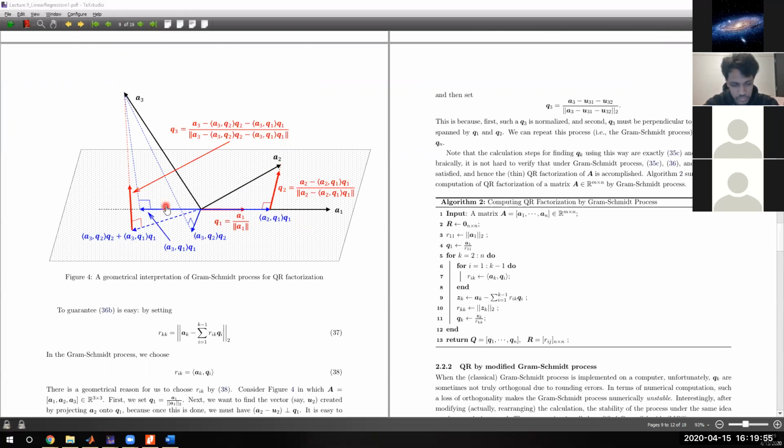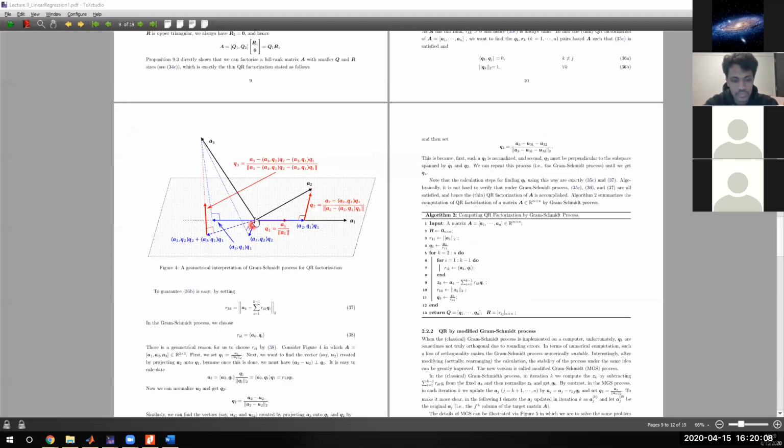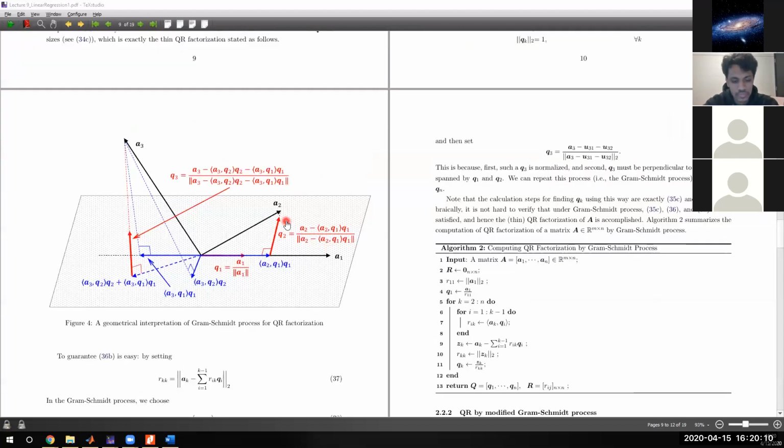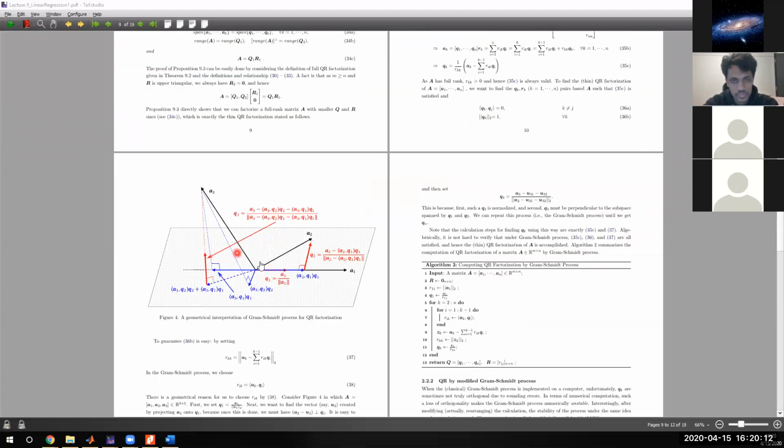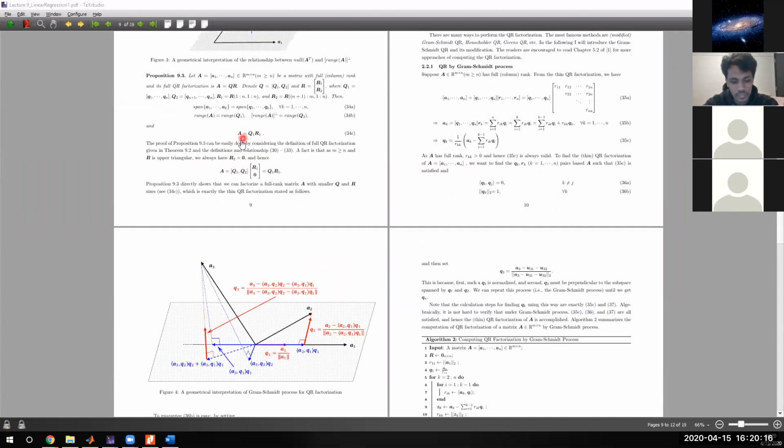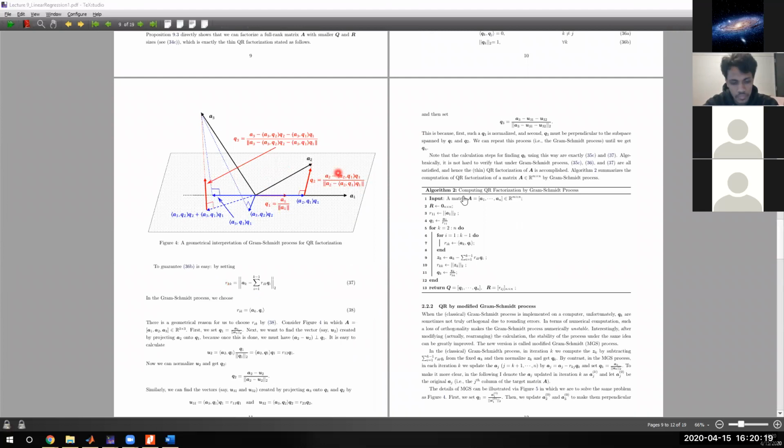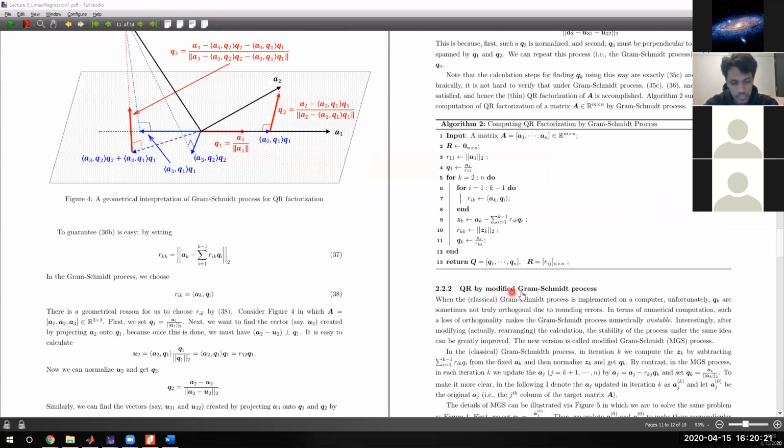So in some cases, suppose you have a very, very large number of vectors, number of features. Let's say your A is high dimensional. It's possible that using this method, you are going to have numerical calculation error, and hence the Q and R calculated are not equal to A itself. Because of that, we're going to use a modified Gram-Schmidt method.